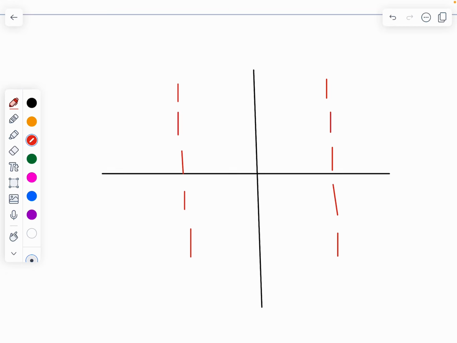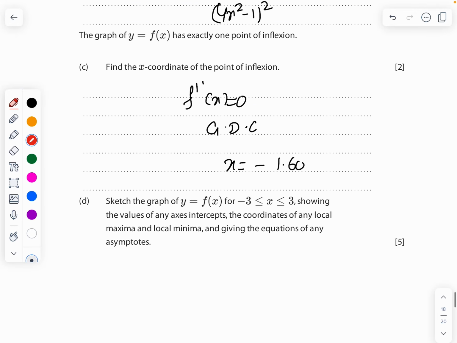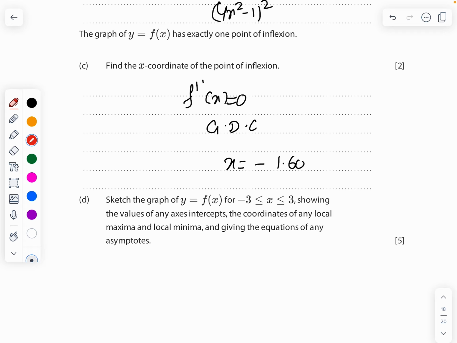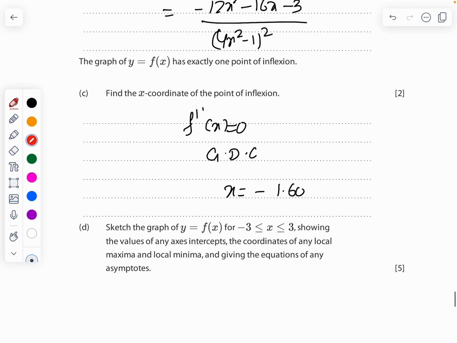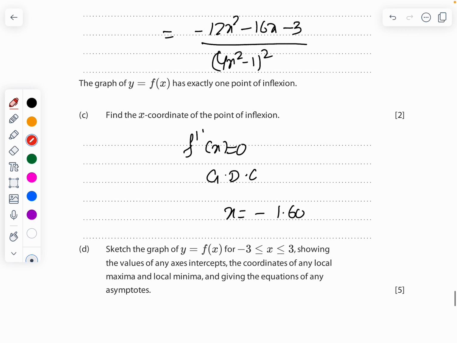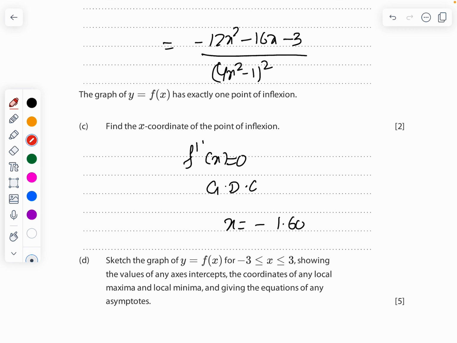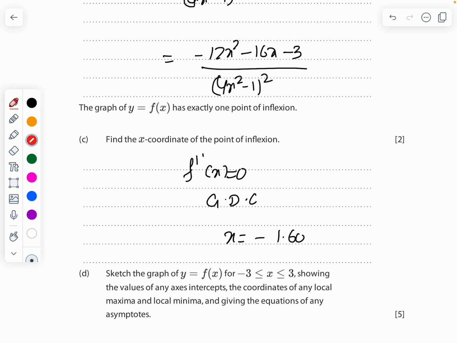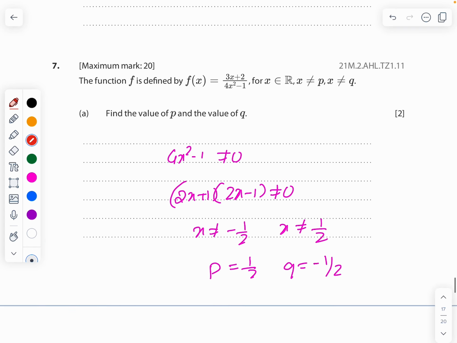Then at negative 1.60, we have a point of inflection at negative 1.6. We have a point of inflection over there, and we have a minimum point. Have we found the minimum point?